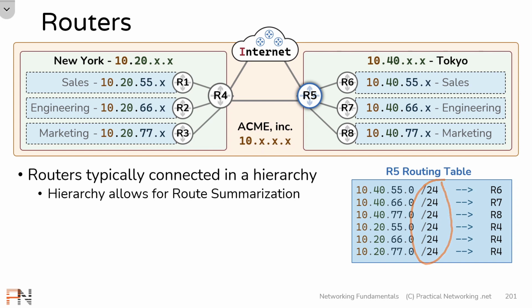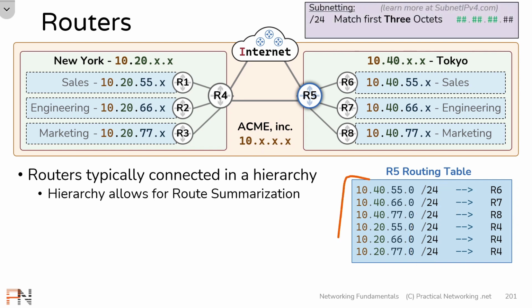To explain it fully, we'd have to dive into the world of subnetting, which we're not going to do in this module. But I do want to give you a quick glimpse into that world to explain what the /24 means. When we say /24, we mean that these routes are going to match on the first 3 octets of a destination IP address. This /24 refers to the bits in the IP address.